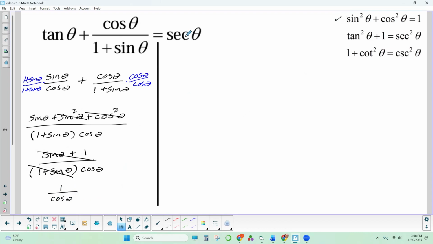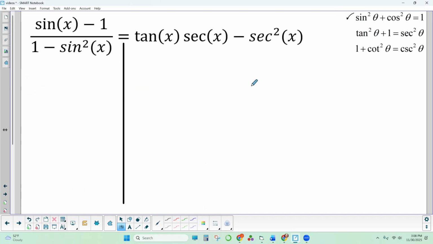Now I'm trying to prove that this is equal to secant theta, and 1 over cosine theta is the reciprocal of secant theta. So now I am done. All right, let's look at another example.